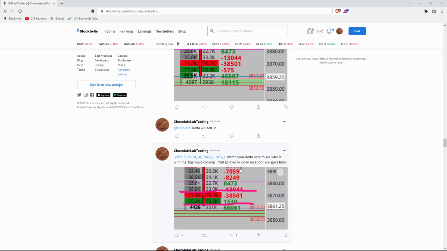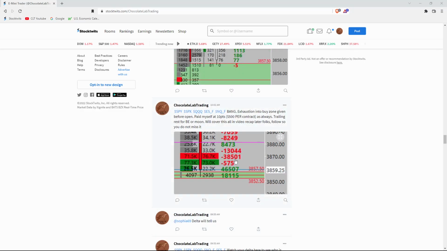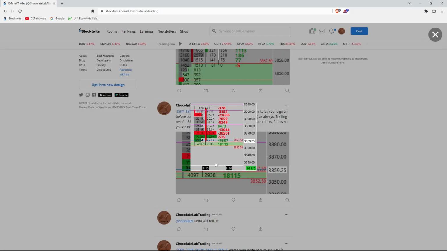What time in the day are we at now? 9:53. So now the initial 30 minutes closed, and here we go. Bang, exhaustion into the buy zone given before open, and exactly what we're looking for, a quick dip down into it and start to pop up. So yep.